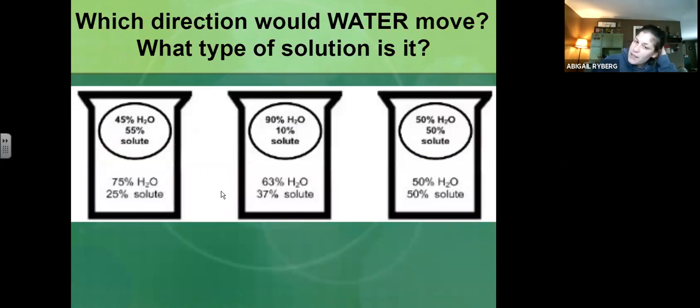Let's do a couple more examples. So we're, again, still looking at the water movement here, and the percent of concentration in both locations. So the beaker here is 75%, and in the cell is only 45. So it's going to go from the higher concentration and move into the cell. The middle one here, there's a higher concentration in the cell because it's 90% compared to 63 in the beaker. So water is going to go from the higher concentration and move out of the cell.